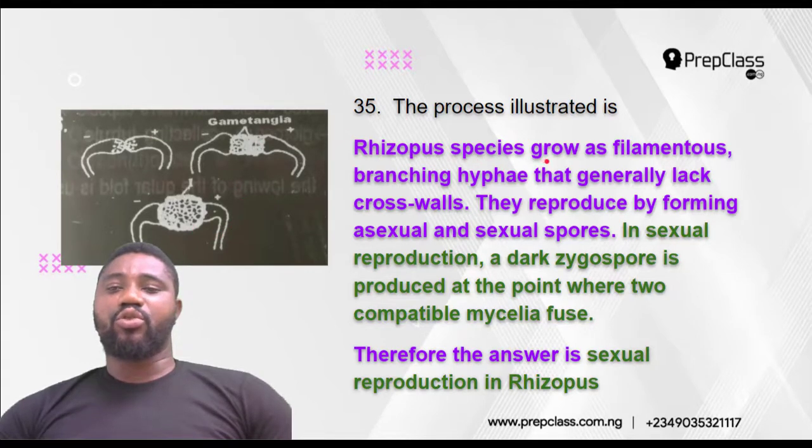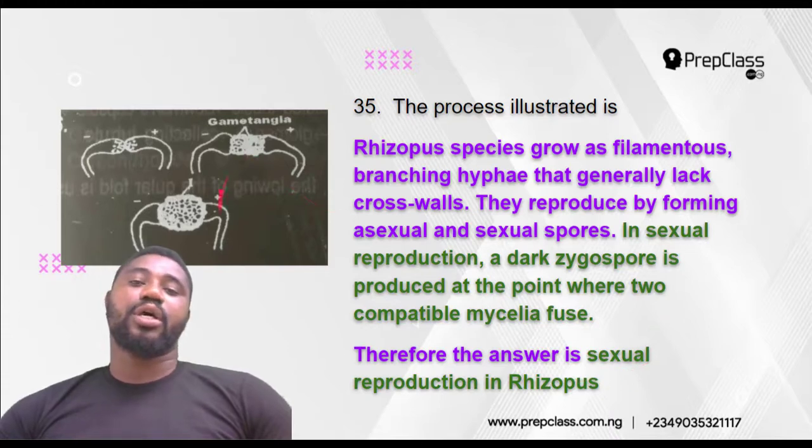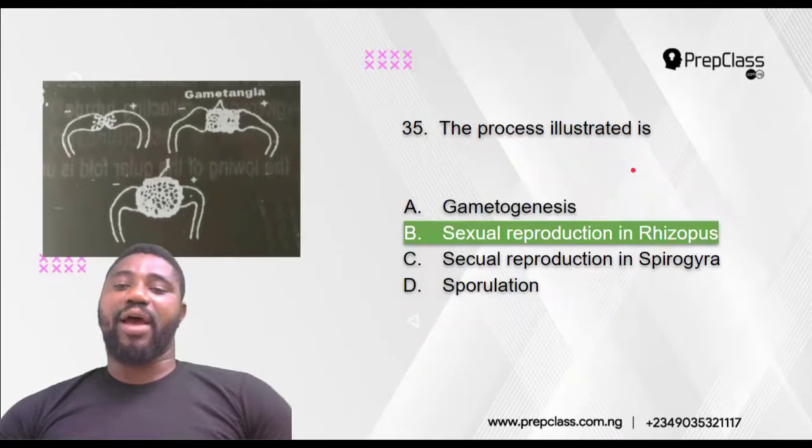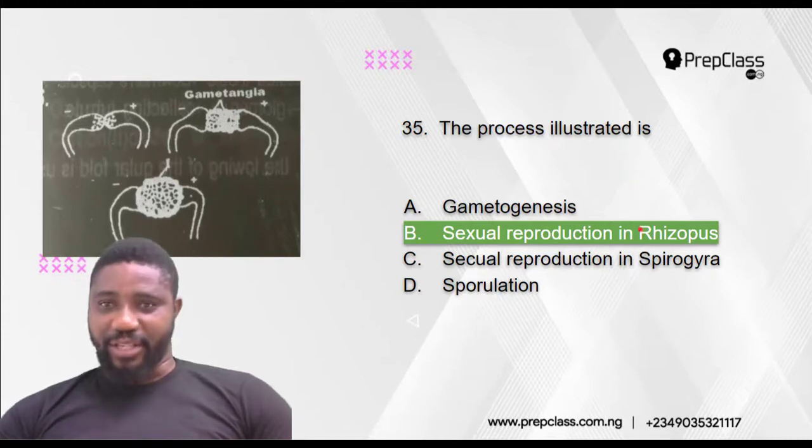Rhizopus are actually fungi. Rhizopus species grow as filamentous branching hyphae that generally lack cross walls. They reproduce by forming asexual and sexual spores. In sexual reproduction, a dark zygospore, which is this, is produced at the point where two compatible mycelia fuse. Therefore, the answer is sexual reproduction in rhizopus. So the correct answer is option B, sexual reproduction in rhizopus.